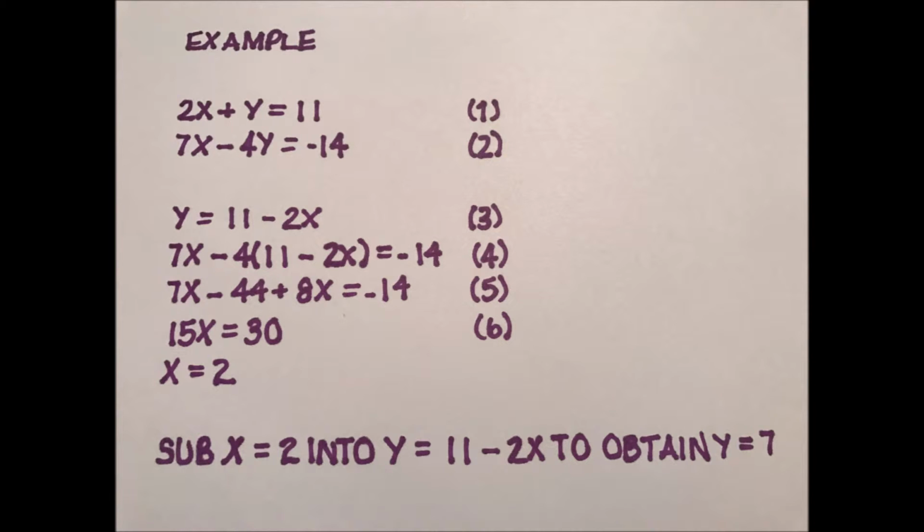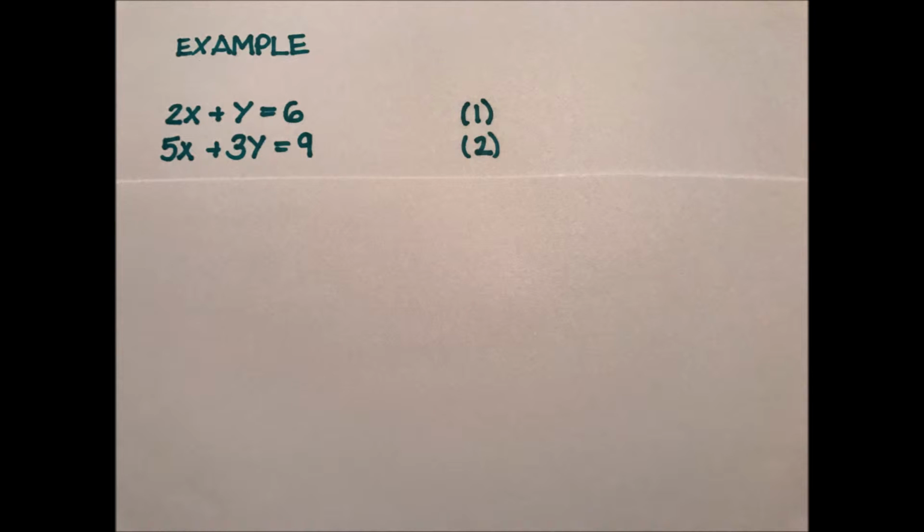Now, we can substitute this value of x into either of the equations to solve for y. As the first equation is simpler, we substitute x equal to 2 into y equals 11 minus 2x to obtain y is equal to 7. Thus, we have solved the simultaneous equation. Now we consider a similar example.